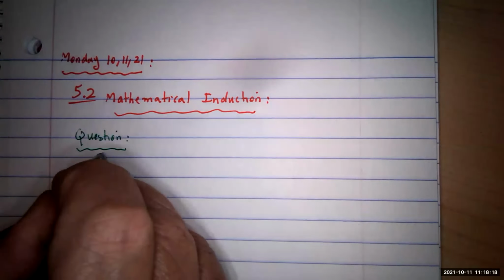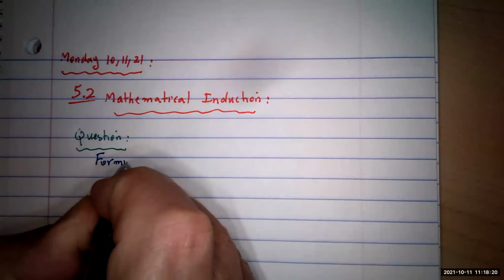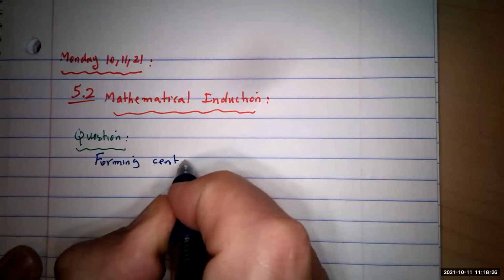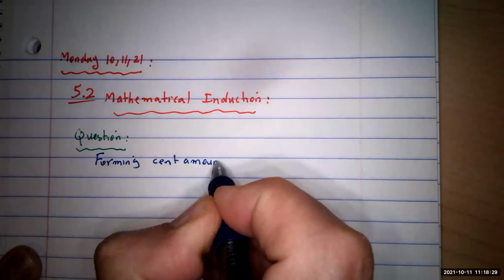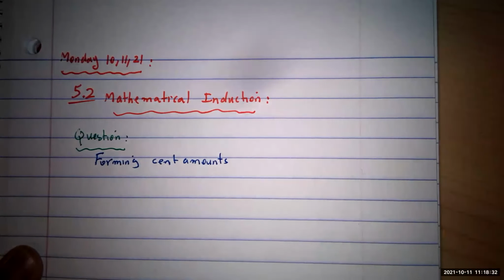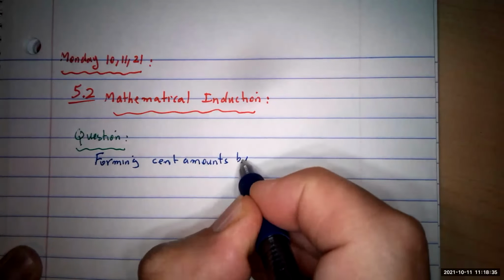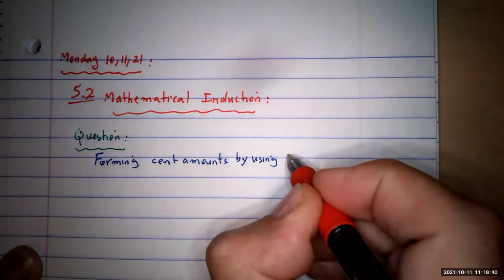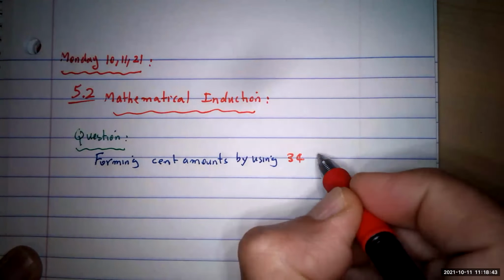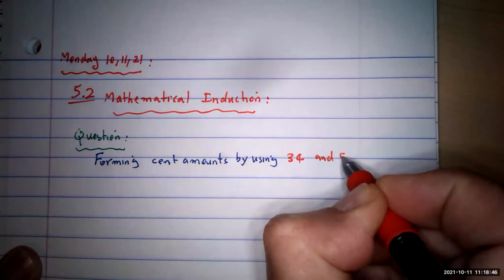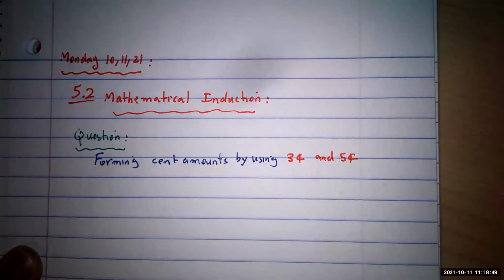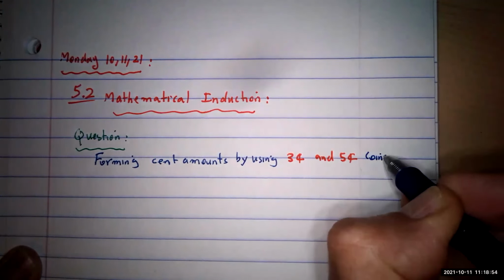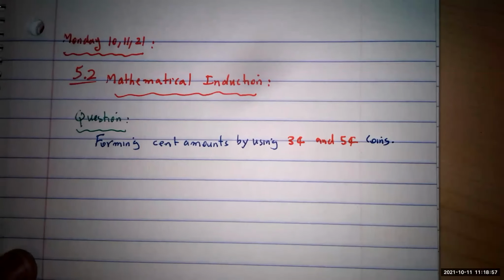We propose that I can form any cent amounts, whatever you give me, $12, $14, etc., by using, not the usual practice, but how about 3 cents and 5 cents only, 5-cent coins. You can do it with others, you know. And the problem that you have, we change it.